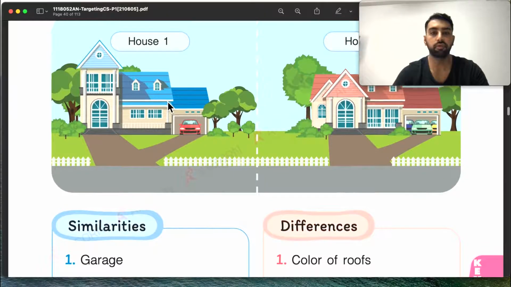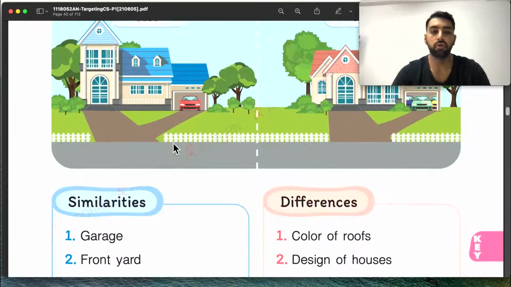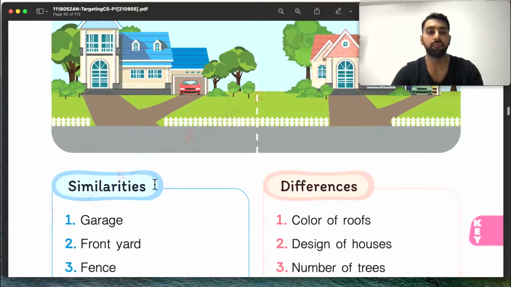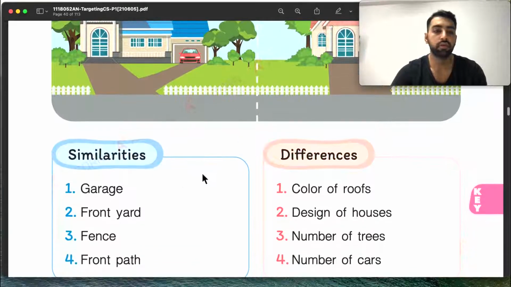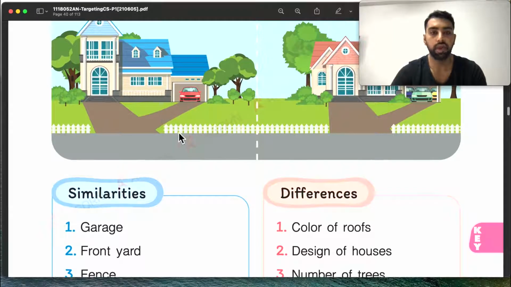They have a garage. This is the garage, this is the garage. Okay, so it's the same. They both have a front yard. You see that? This is the front yard, this is the front yard. Okay, number 3, fence. It has a fence, this white color, and it has a fence as well, so it's the same.